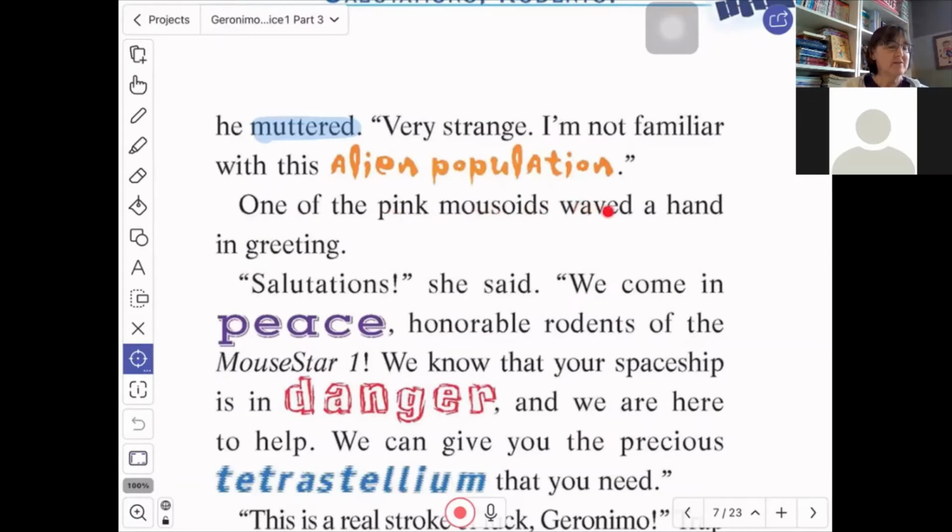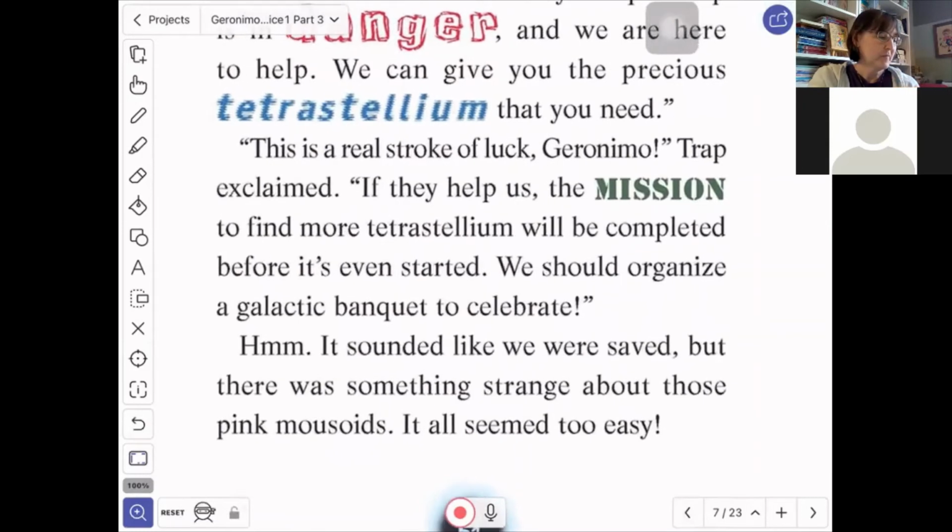One of the pink mousoids waved a hand in greeting. "Salutations," she said. "We come in peace, honorable rodents of the Mouse Star 1." That's a very respectful thing to say. "We know that your spaceship is in danger, and we are here to help. We can give you the precious tetrastellium that you need." "This is a real stroke of luck, Geronimo," Trap exclaimed. "If they help us, the mission to find more tetrastellium will be completed before it's even started."